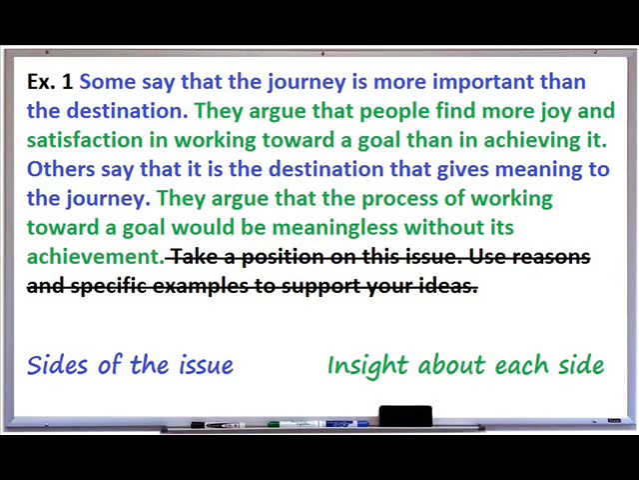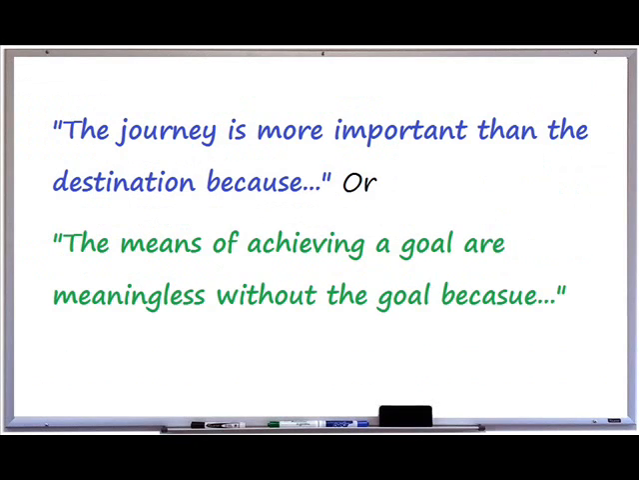We have to pick if the journey is more important than the destination, or if it's a goal or destination itself that is more important than how you achieve it. We could start a thesis with, the journey is more important than the destination because, or, the means of achieving a goal are meaningless without the goal because, and then continue from there.